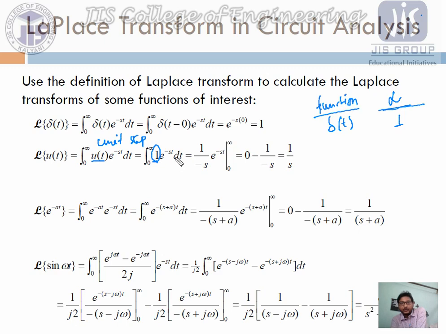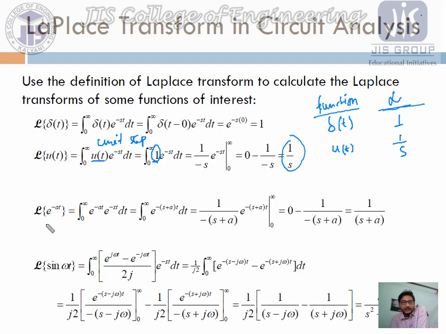So 1 into e to the power minus st dt gives 1 by minus s into e to the power minus st, integrated from 0 to infinity. After solving this equation, we get 1 by s. So we can say that u of t, the unit step function, has the Laplace transformation 1 divided by s.